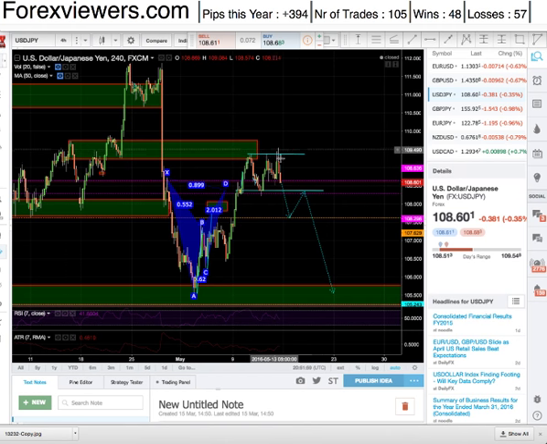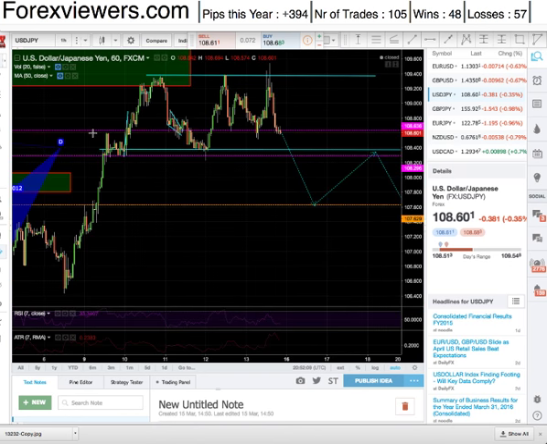But I want to see what happens in here, inside this level right here, if we get a chance to enter on the 1 hour and even on the 15. Right? So there are no pattern formations as of yet.